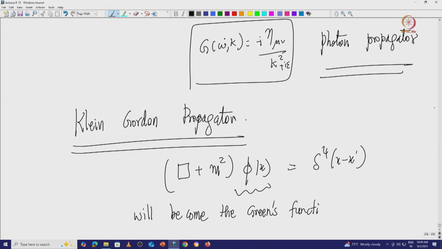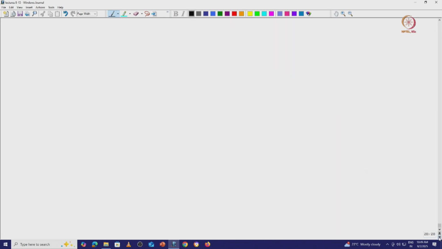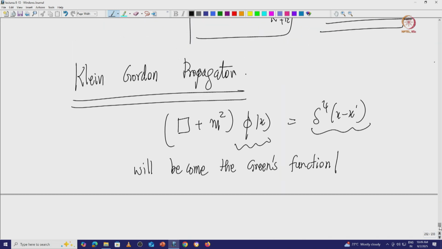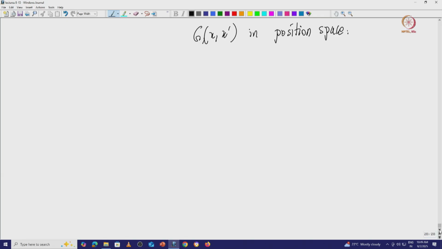Again, how do you get the Green's function? I introduce a delta function source, it is a free particle equation with the delta function source, and then this gives me the Klein-Gordon equation. This is also very straightforward to do in the same fashion. G of x prime in position space, and then this in momentum space G of p, which is easier to remember.